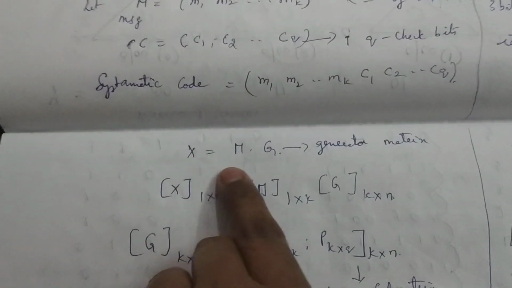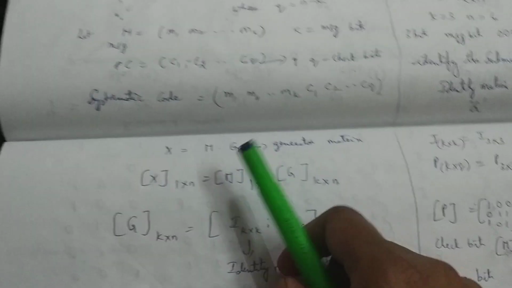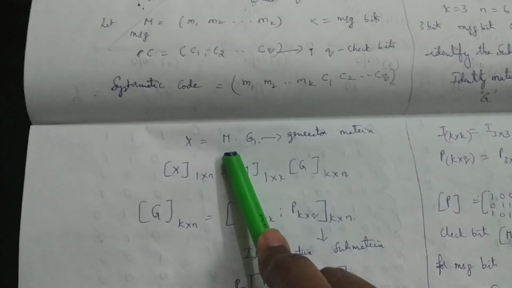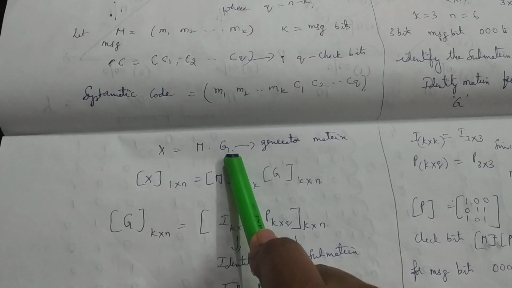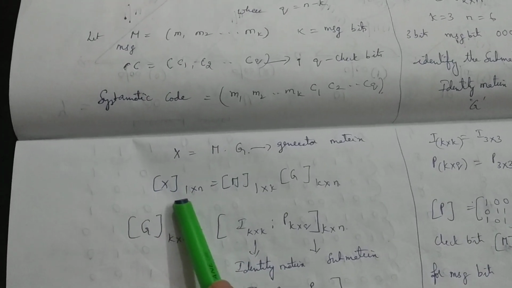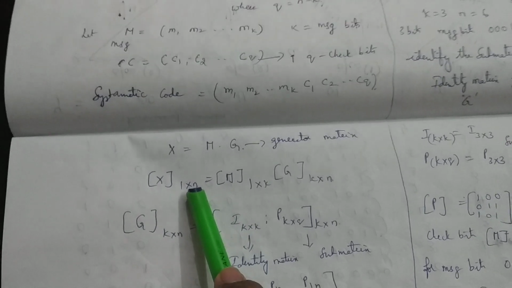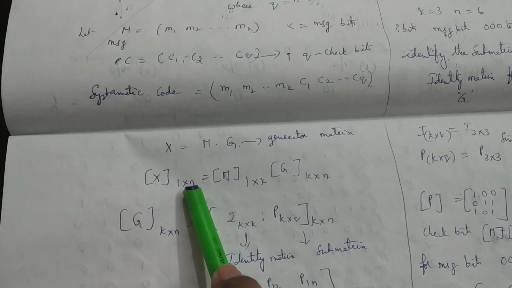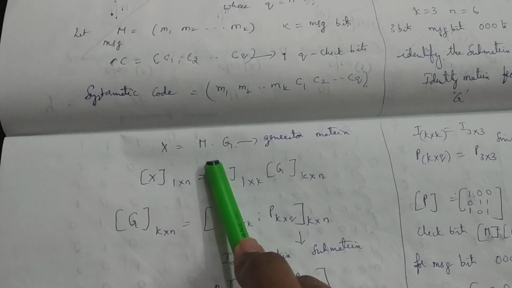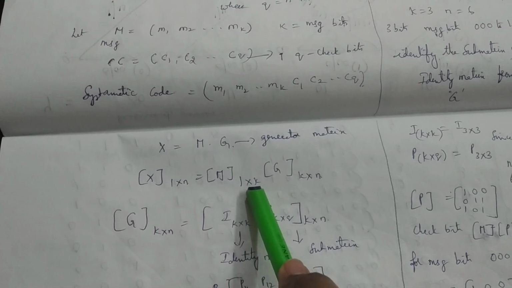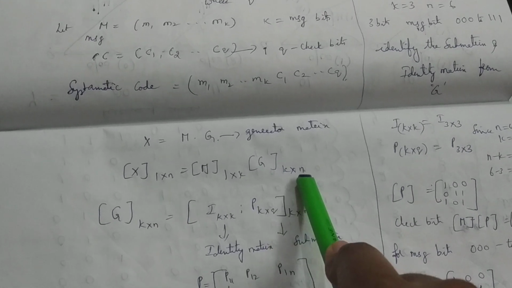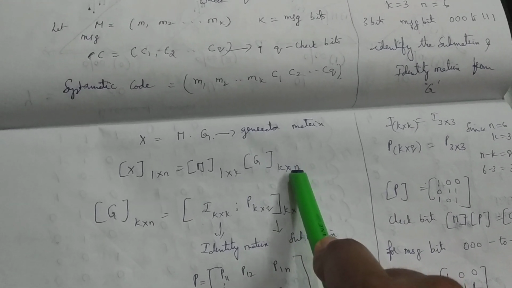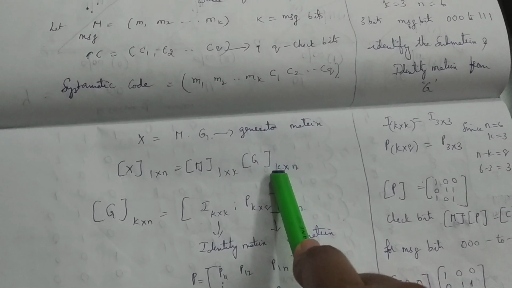So X is equal to MG, where M is the message bits and G is the generator matrix. By using this generator matrix only, you are going to generate the code words. The order of X will be 1 cross n, where the order of the message matrix will be 1 cross k, and the generator matrix will be k cross n. So n represents the total code word and k represents the number of message bits.